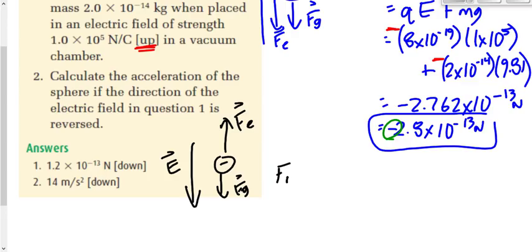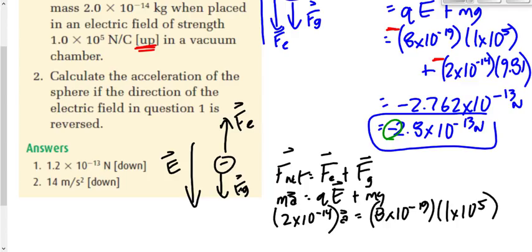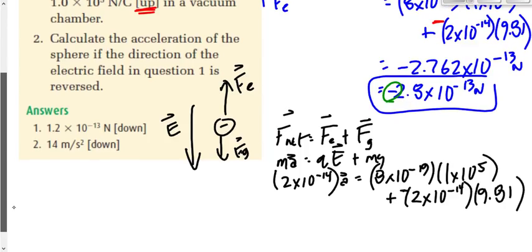I'm going to say F net is equal to Fe plus Fg. I'm going to say ma this time because I'm looking for the acceleration, is QE plus mg. The mass here is 2 times 10 to the negative 14 times A equals QE. There's Q times E. This is positive this time, right? Positive because Nathan just told me again the force is upwards. Let's add to that negative 2 times 10 to the negative 14. The gravitational force is downwards, so we're going to make that a negative value. Okay, we solve this, and it is not 14.